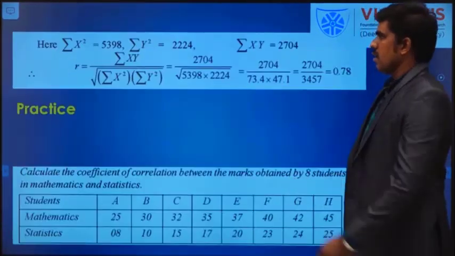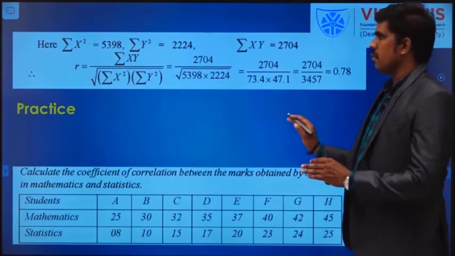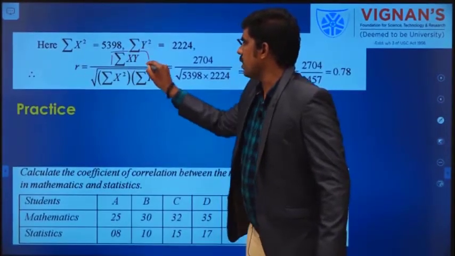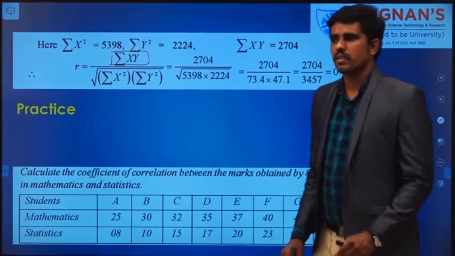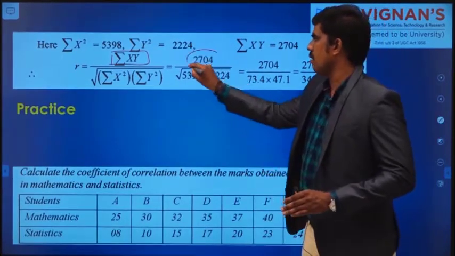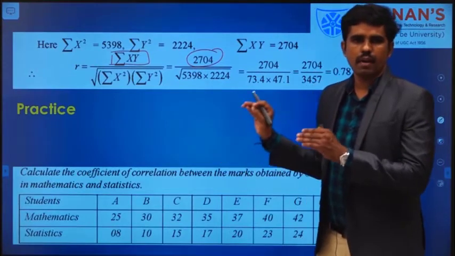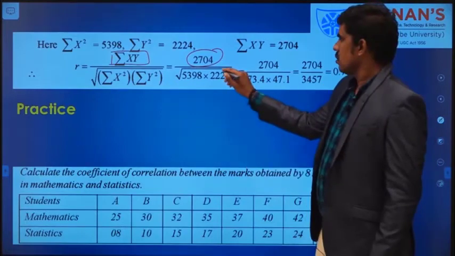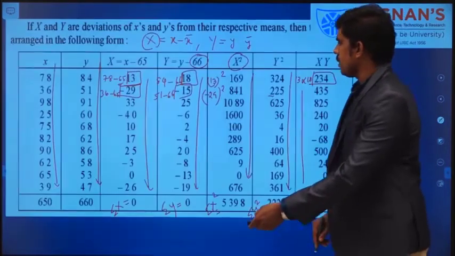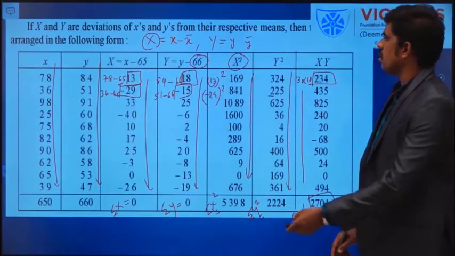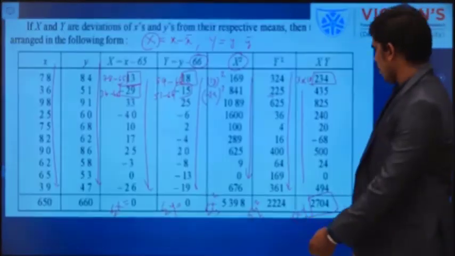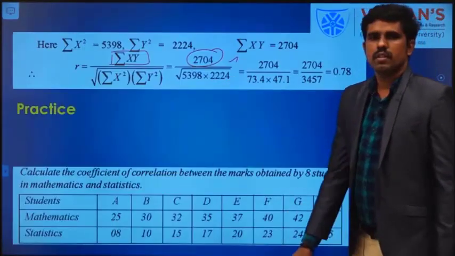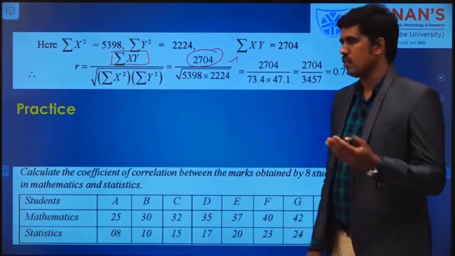Okay. Now you can substitute all the values in the formula. You know all the values. My correlation coefficient formula is summation XY divided by square root of summation X square into summation Y square. Everything in the formula is for capital X and capital Y, not for small x and small y. So I am substituting: summation XY is 2704, summation X square is 5398, and summation Y square is 2224.